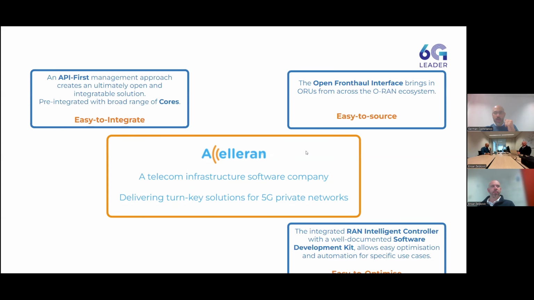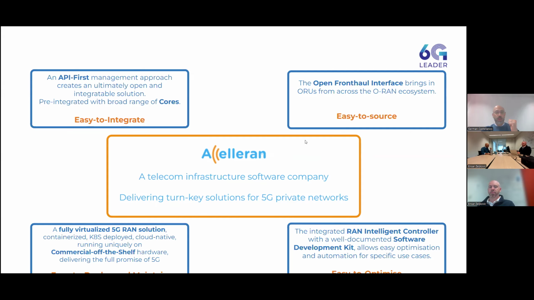And then we have the RIC intelligent controller that Ensar is going to explain. That is basically the software development kit, easy to specify for optimization and automation purposes. And also we are going to have the virtualized 5G RAN solutions, commercial off-the-shelf, that is easy to implement.